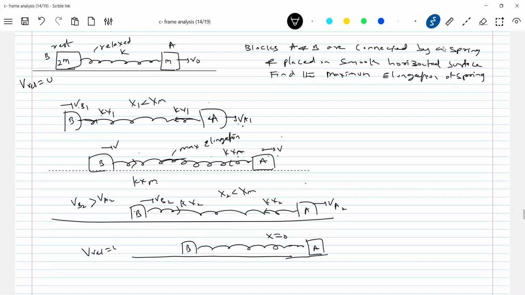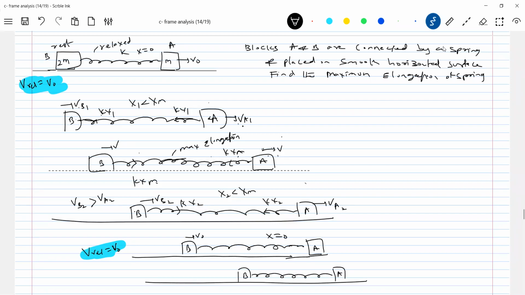For the relative speed to be equal to V naught, tell me, what should be the state of the spring? Natural length. Initially also it was natural length, x equal to 0. So this block should have velocity V naught. Now after this, what happens? The spring will undergo compression. Again the sequence will continue.